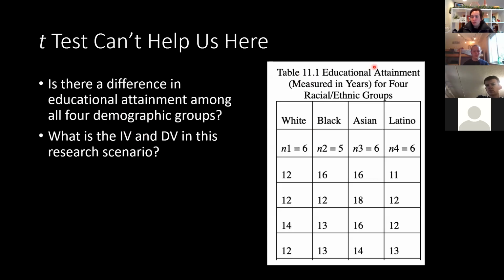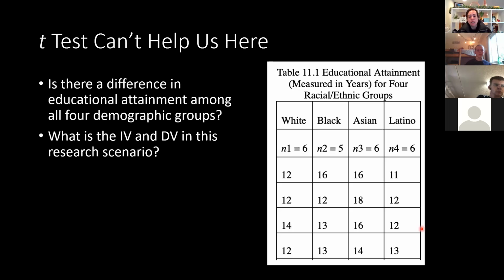Okay, so this is from your textbook. It looks at educational attainment for these 4 racial groups that they identified. So they have white, Black, Asian, Latino, and then you see the sample size here. There's 6 individuals that they polled for white, 5 for Black, 6 for Asian, 6 for Latino. So fairly equal groups. And then you see the highest level of educational attainment.